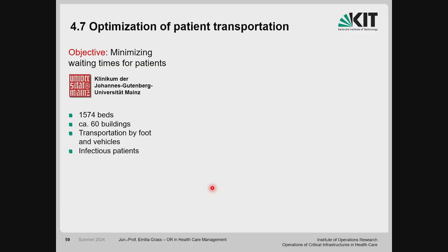This is almost 20 years ago, so this is why we can present it here. The objective was to minimize the waiting times for patients at the Klinikum der Johannes Gutenberg Universität in Mainz. This is a really huge hospital with over 1,000 beds and 60 buildings, so we have transportation between the separate buildings, either by foot if it's close by, or by vehicles. We could also have infectious patients.